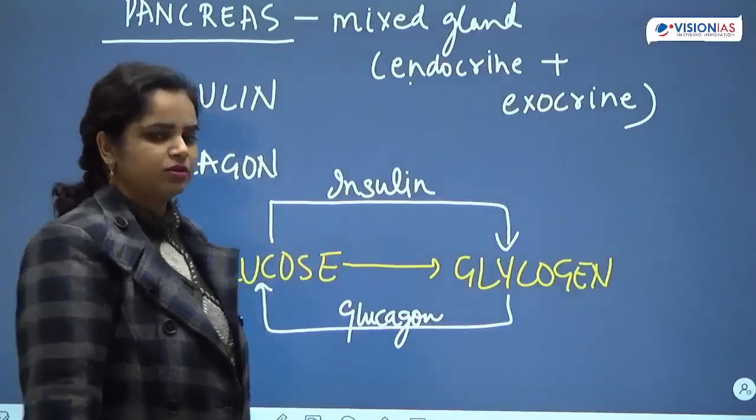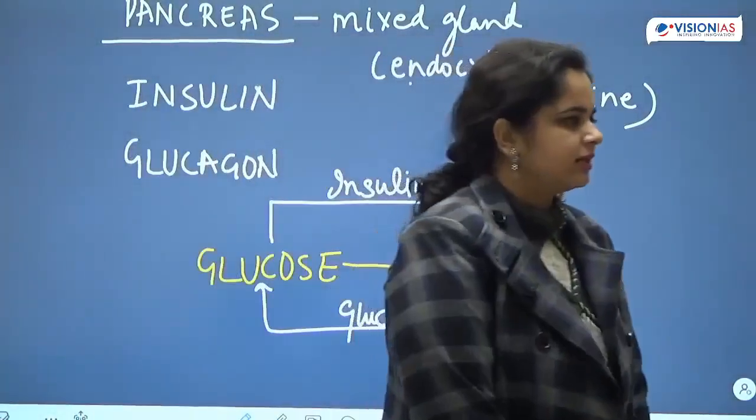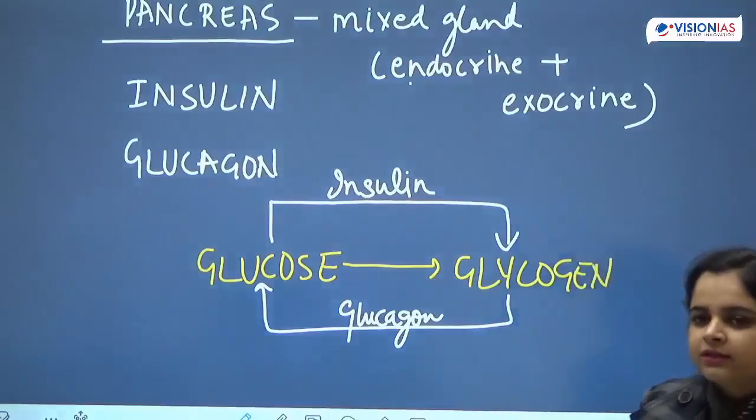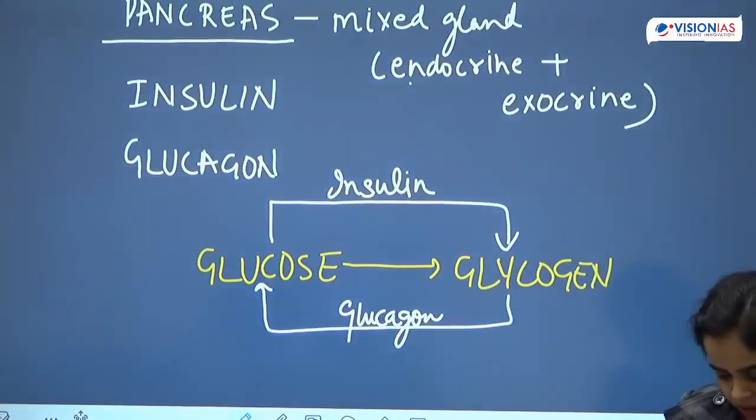Okay. So write down about insulin. Insulin reduces blood glucose levels. Insulin reduces blood glucose levels. And glucagon increases blood glucose levels.